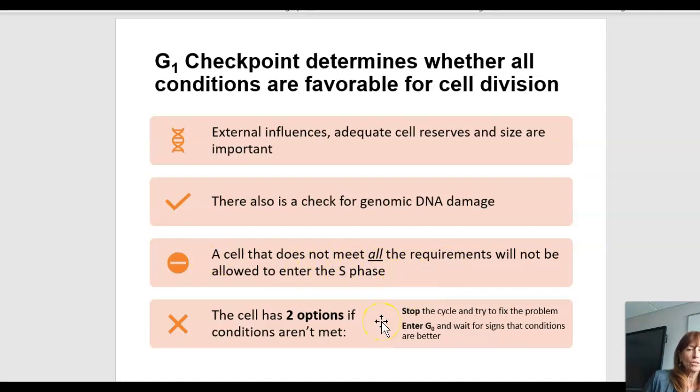So if that's true, there are a couple of options a cell has. One is just to stop at that point and try to correct a problem. And the other is to enter something called G0, which I mentioned before. It's kind of a holding pattern for a cell, and it allows it to wait there until conditions may improve, so that it could move on and make a new copy.